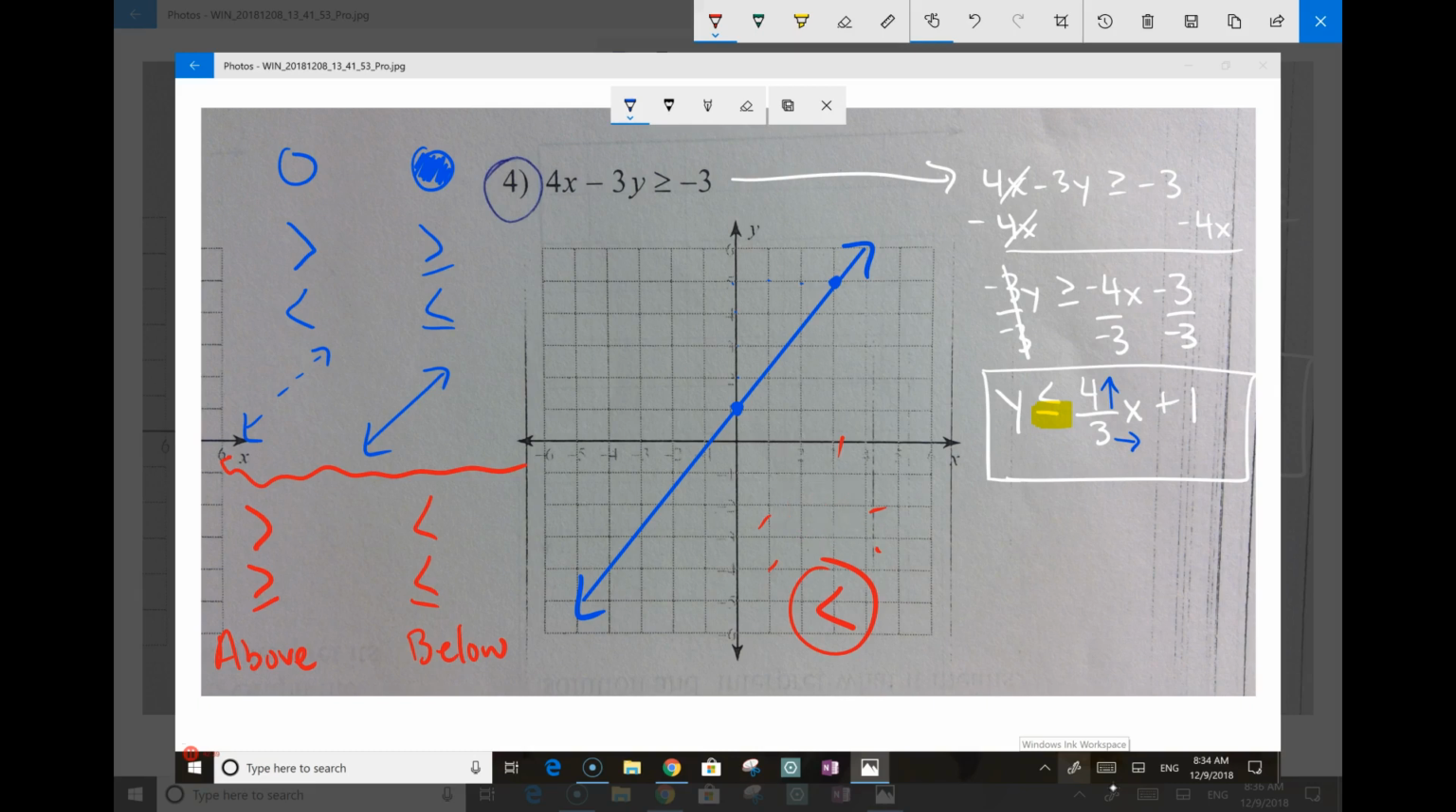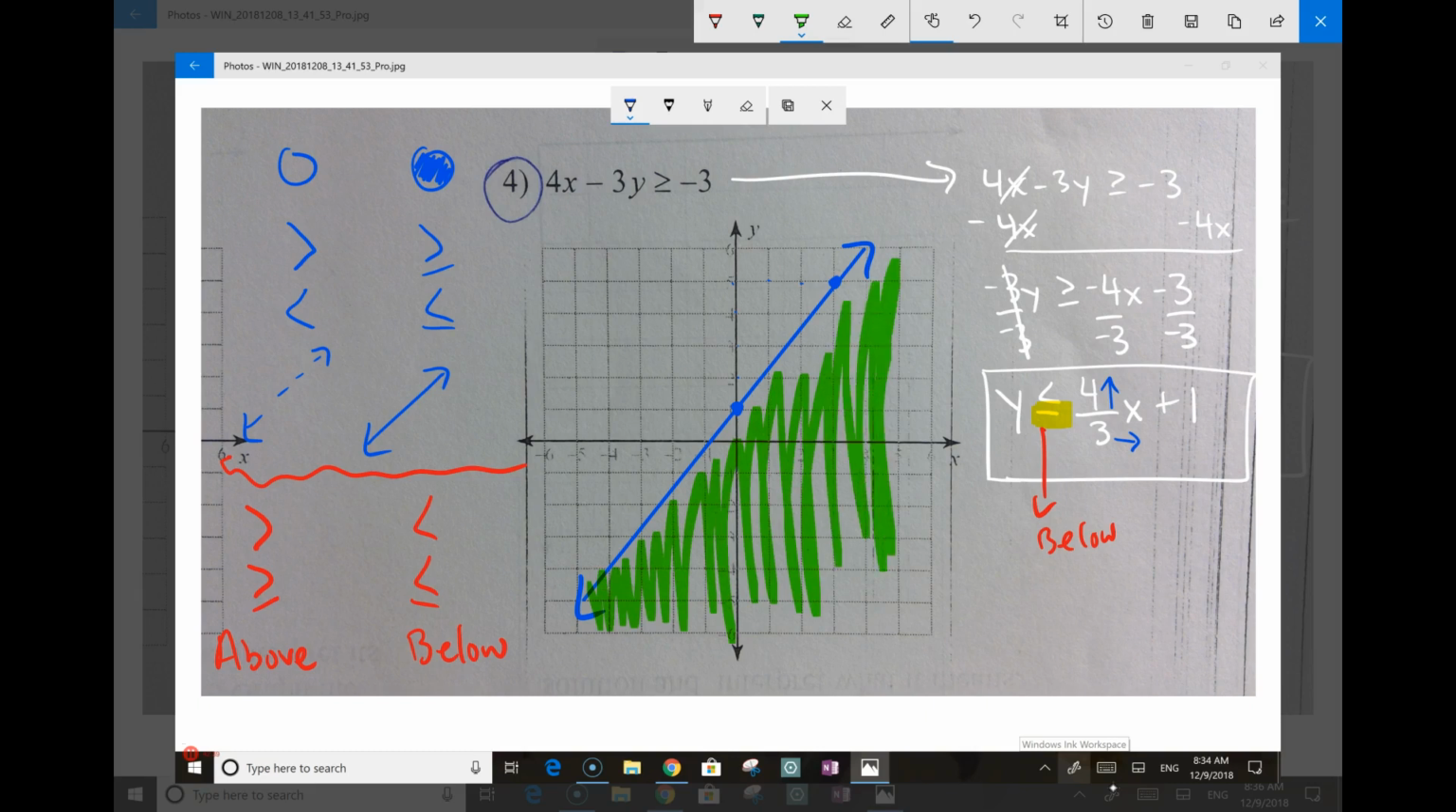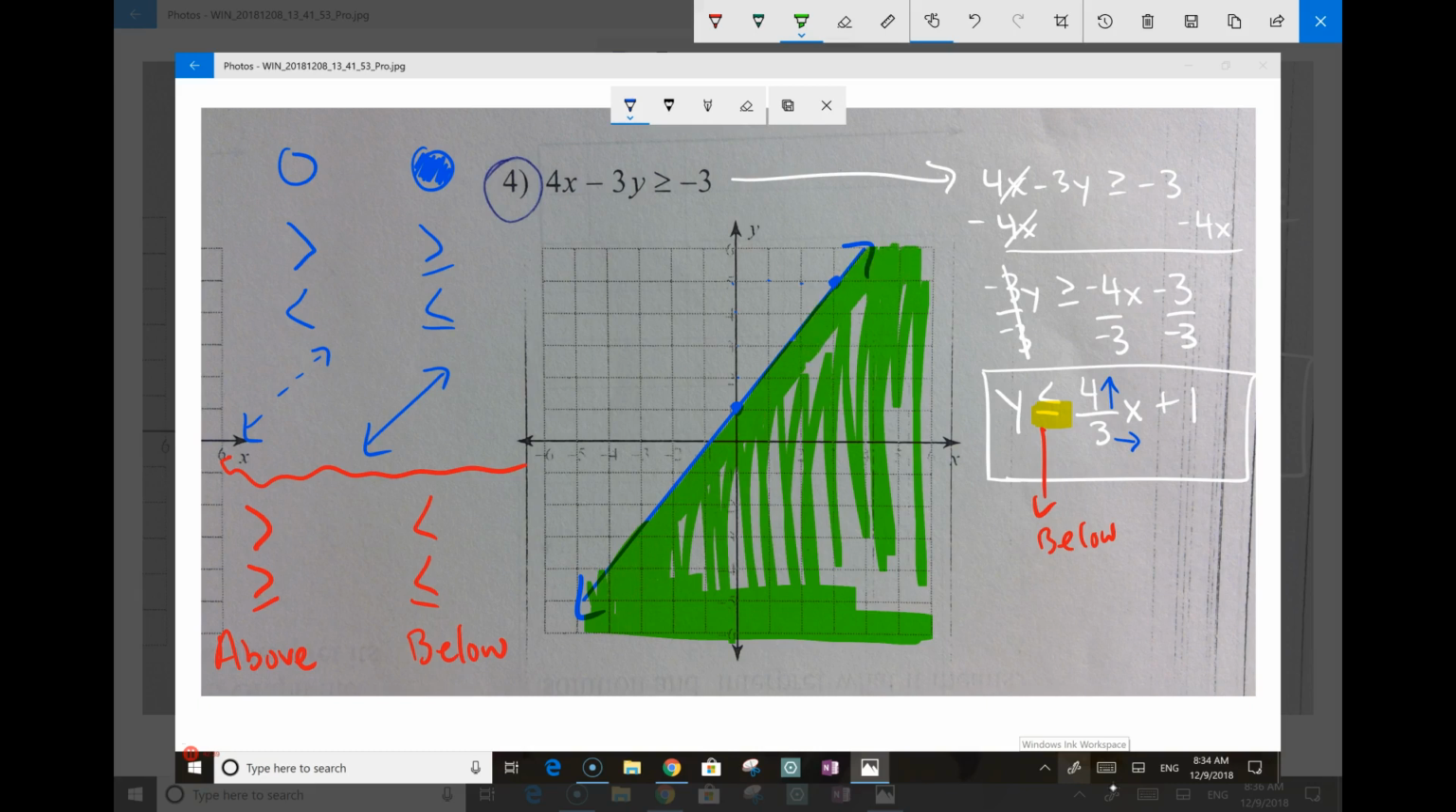Okay, so remember the elevator analogy. With that, let's go ahead and shade this in. According to my inequality, I'm going to shade below my line. That means everything below or under or less than the y values on the line. If you take any y value on the line, what you want are y values that are below that. So everything here gets shaded in.